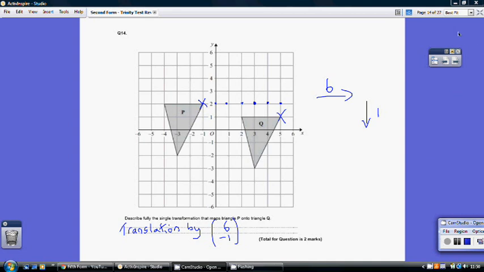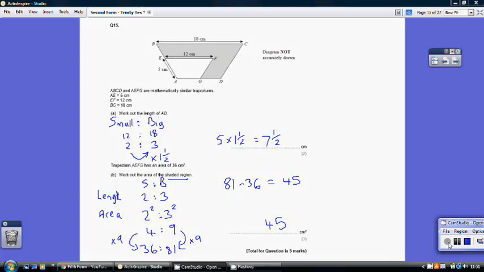Question 14. So we can see this is another shift. P is just shifting 6 to the right and 1 down. Again, just to make sure, take a point common to both. So for example, the top right hand corner, and focus on that point. So this point here has gone 1, 2, 3, 4, 5, 6 to the right and 1 down. So that's a translation by the vector (6, -1).